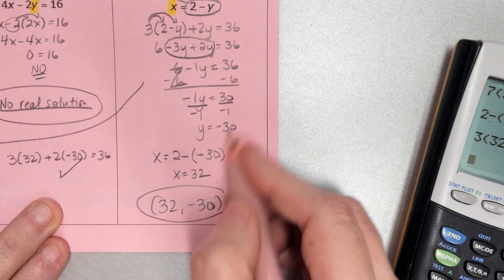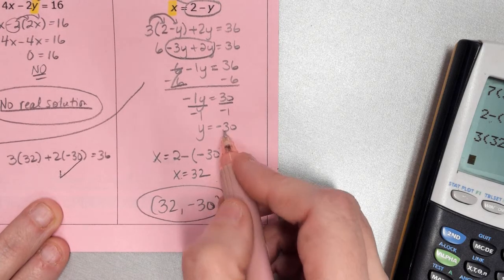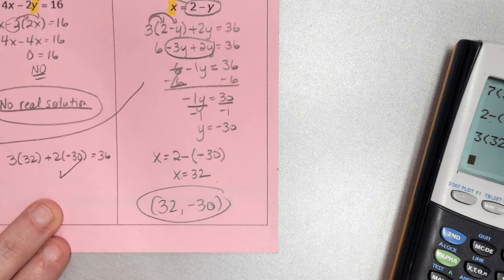And again, notice, it doesn't matter which one I get first. x goes first, then y. Even though I found y first, I still write my ordered pair as x comma y.